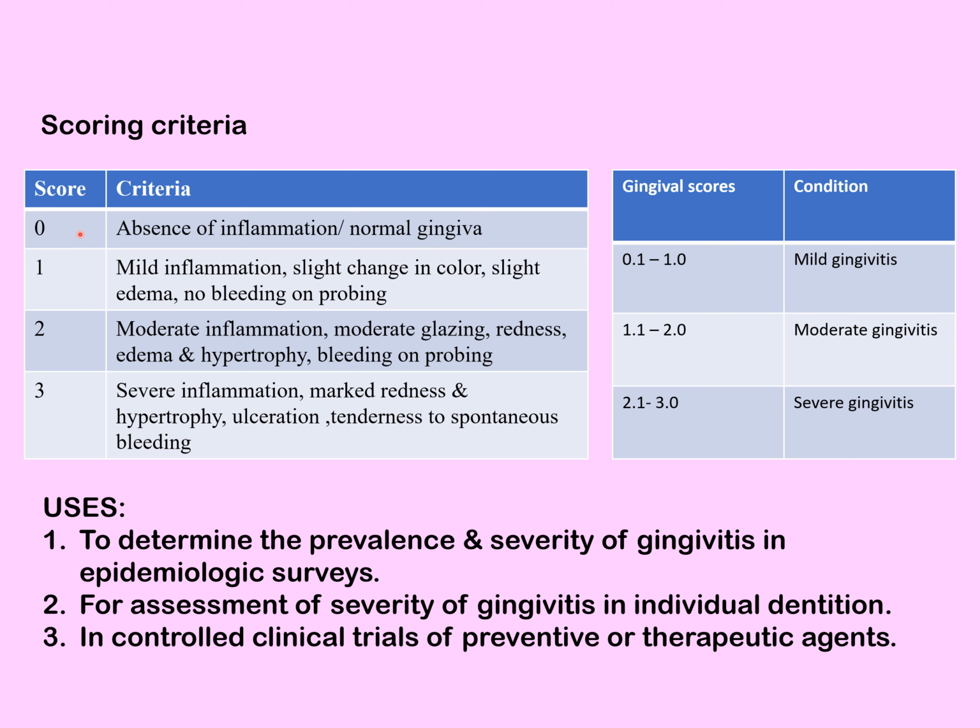Score 0 means absence of inflammation or normal gingiva. Score 1 is mild inflammation, slight change in color, slight edema, no bleeding on probing. Score 2 is moderate inflammation, moderate glazing, redness, edema and hypertrophy, bleeding on probing. Score 3 is severe inflammation, marked redness and hypertrophy, ulceration, tendency to spontaneous bleeding.